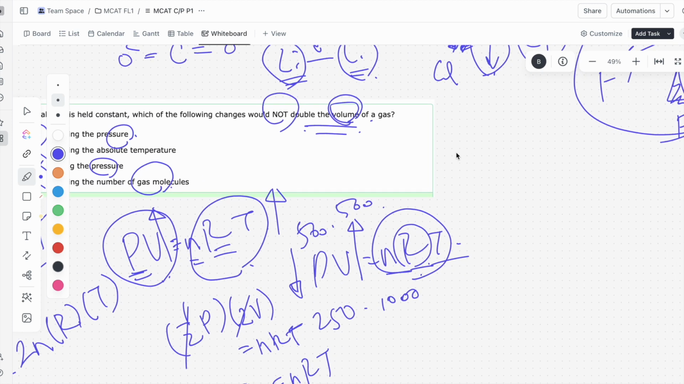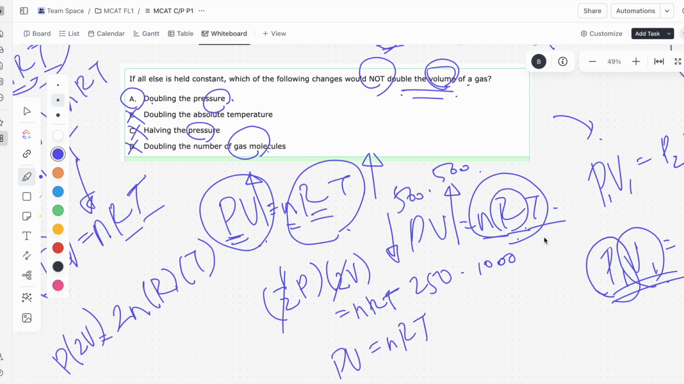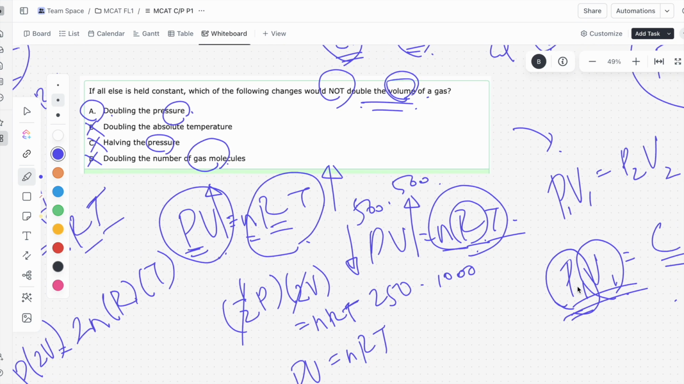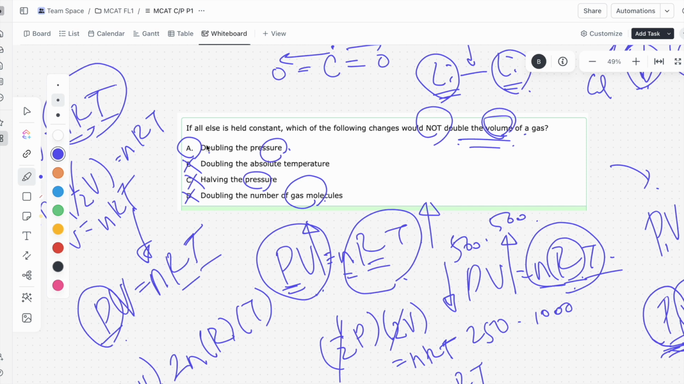And remember, this relates to Boyle's law. P1 V1 equals P2 V2. Basically what this means is P1 times V1 has to equal some constant C. And another way to think about this is if I double the pressure P, to make sure that this value remains a constant, I need to halve the value of V1. So again, doubling the pressure, through Boyle's law, not just the ideal gas law, would have to halve the volume of the gas as opposed to doubling the volume of the gas, making, again, A the correct answer.